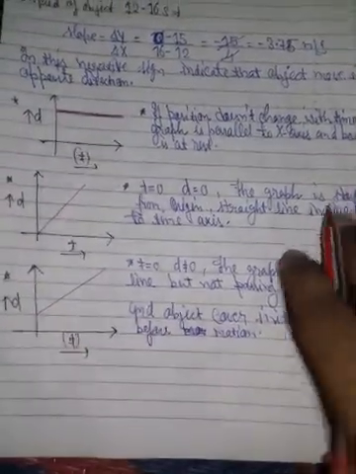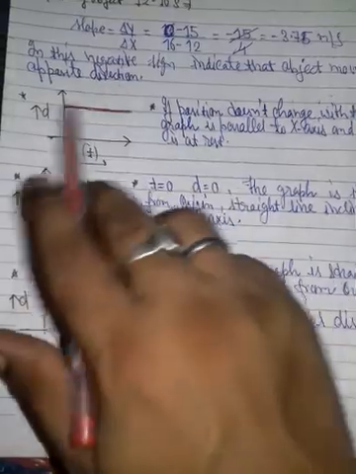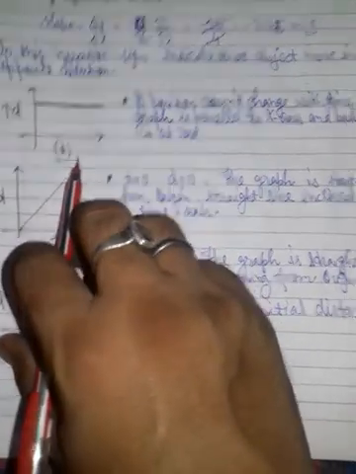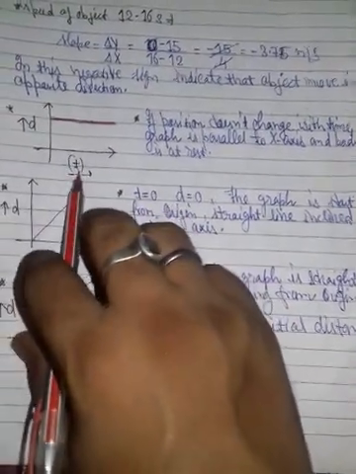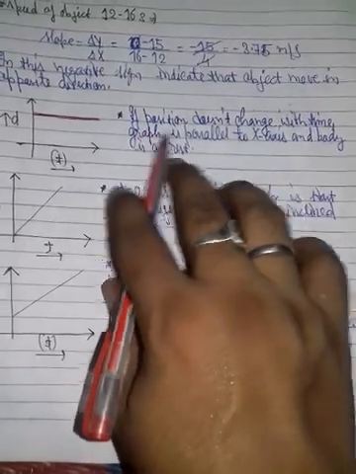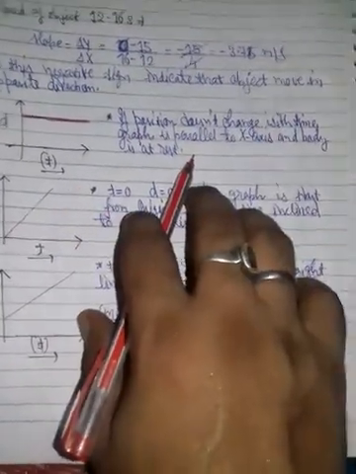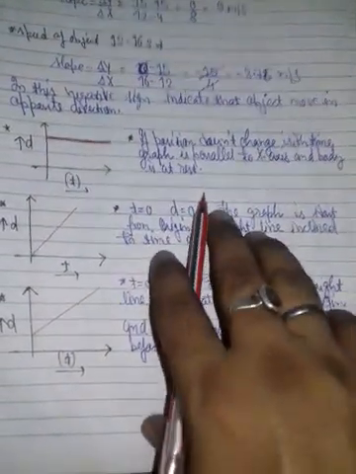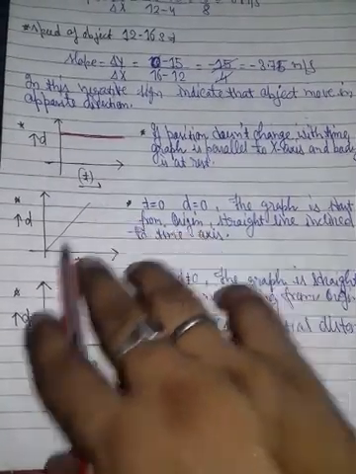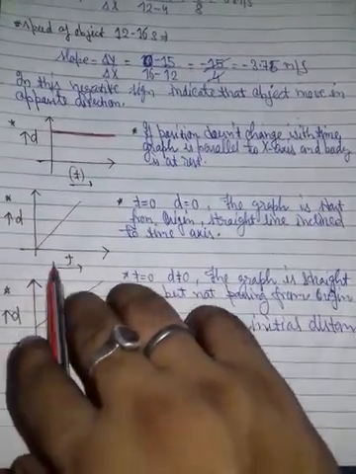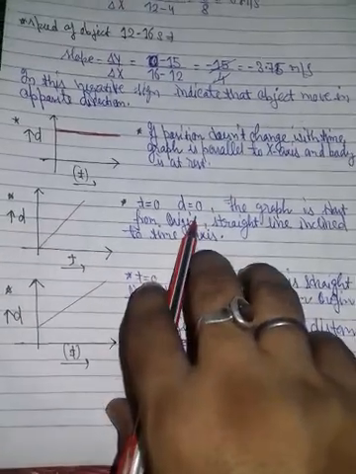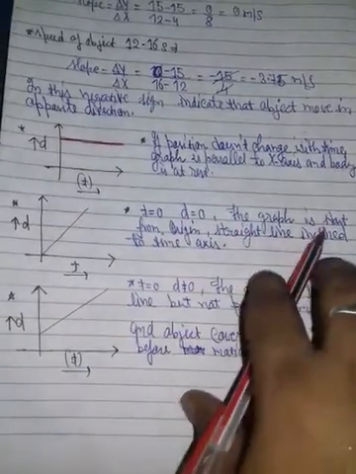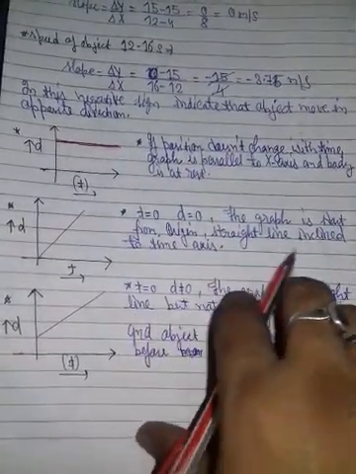We are discussing sub-graphs. When the graph is drawn between distance and time and is parallel to the x-axis, that is the time axis, it means the object does not move with respect to time. The body is at rest. In this graph, it passes through the origin, and at initial time t equal to 0 the body has not moved; its displacement or distance is 0.